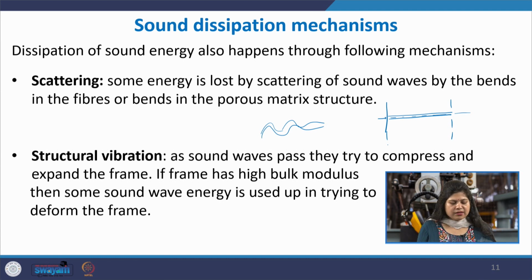Then the structural vibration. The sound waves are longitudinal fluctuations of air particles and they are passing through a solid frame-like structure. Then they try to compress and expand the frame, and if the frame has a sufficiently high bulk modulus, then some of the work would be done by the sound energy in trying to compress or expand the frame, and that will also use up the sound energy and dissipation will happen. But these phenomena are usually rare, for that you need that kind of a frame, but viscous shear and friction contribute more towards the absorption of the sound.